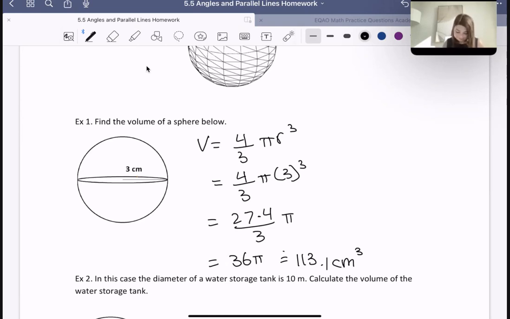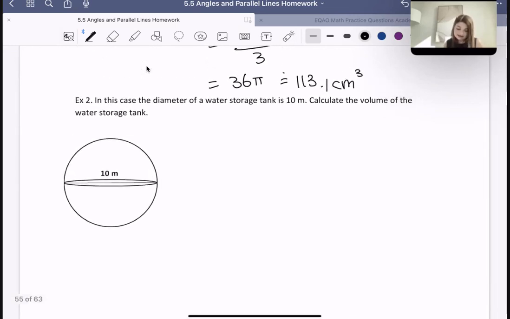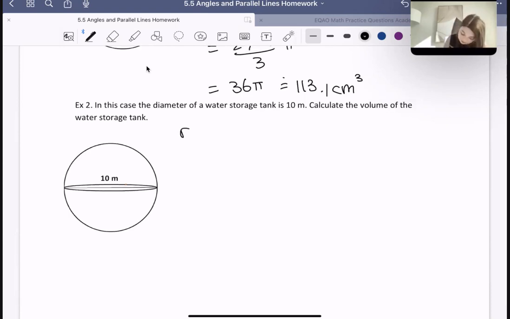Okay. Now let's take a look at example 2. It says in this case, the diameter of the water storage tank is 10. Calculate the volume. So what we must do first, before we can actually calculate the volume, is we must find the radius. So remember, radius is equal to the diameter over 2. In this case, the diameter is 10, so therefore the radius would be 5 meters, or half of that.